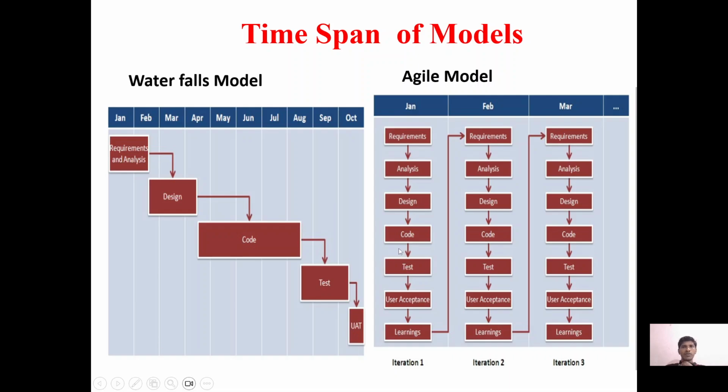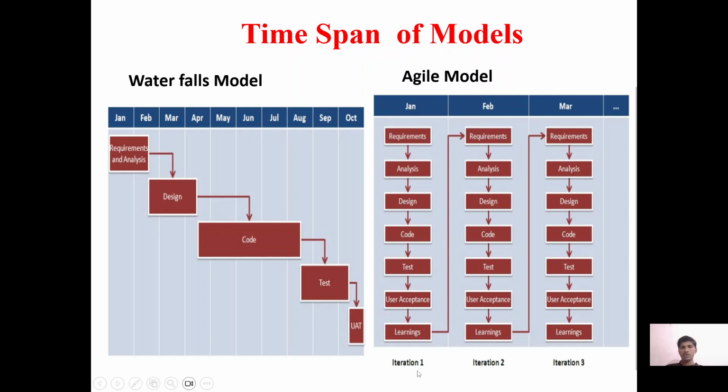Now, the time span for the models. In the waterfall model you complete one phase and only then go for the next phase. So it may take 2 to 3 months to complete the requirement analysis and gathering phase. Then another month for designing. Likewise coding will take 6 months. Testing likewise will go on.